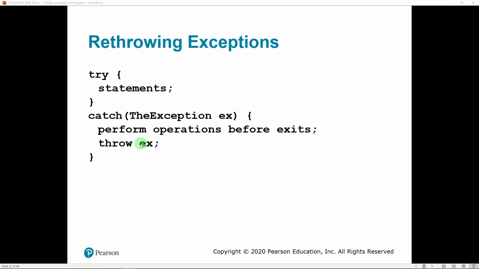I call that passing the buck. We have a try that runs some statements, they have an error, it tries to catch them. We can do a little bit of the work here, but then we're going to rethrow the exception. So some previous code that may have called this method, wherever this is located, that previous code could handle that as well.